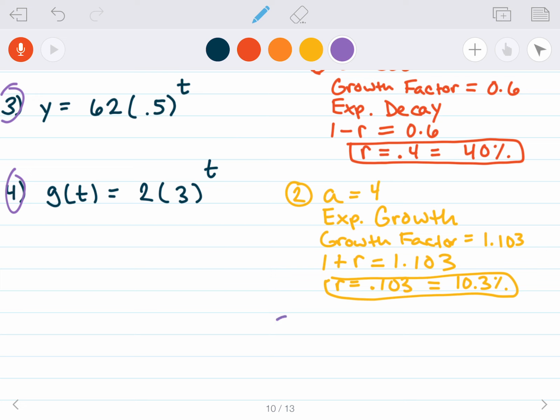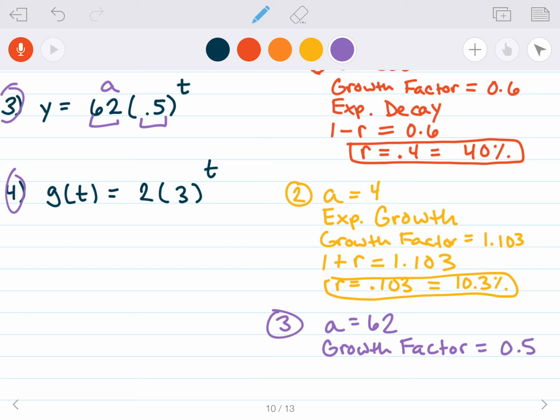Okay, so let's look at number 3. What's our initial value? That's 62, that number in front. So a is 62. Is this exponential growth or decay? Well, this number right here is our growth factor. Our growth factor is 0.5. And because that's between 0 and 1, this is going to be exponential decay. So it's going to be decreasing at a constant percentage.